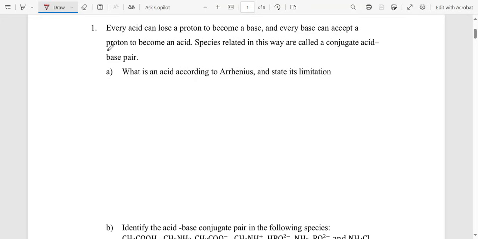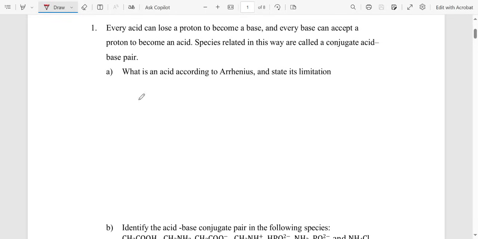It is saying every acid can lose a proton to become a base, and every base can accept a proton to become an acid. Species related in this way are called a conjugate acid-base pair. What is an acid according to Arrhenius? We need to know what an acid and a base is according to Arrhenius, Bronsted-Lowry, and Lewis.